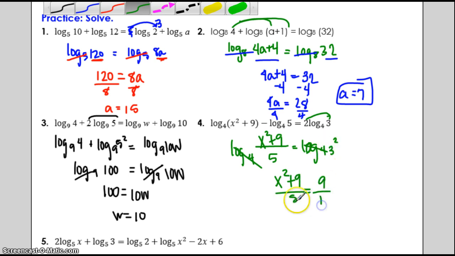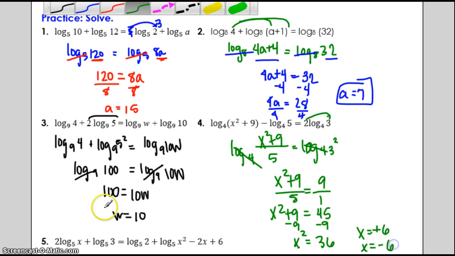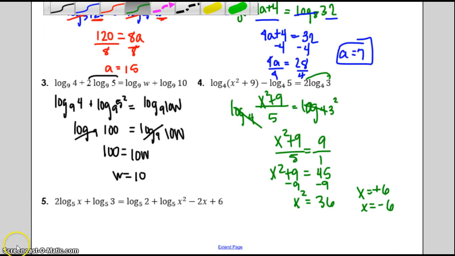And let's make that a 9 over 1 so we can now cross multiply. So it's x squared plus 9 equals 45, and minus 9, and then we can just do that square root to both sides, so 36. So x equals positive 6, and x equals negative 6. Try that last one on your own, check when you're ready.